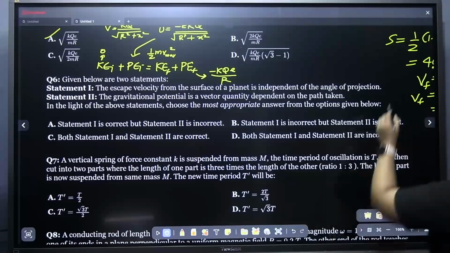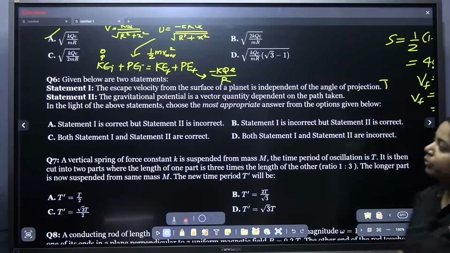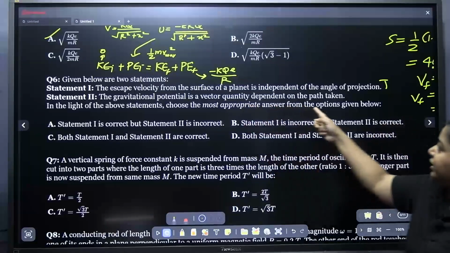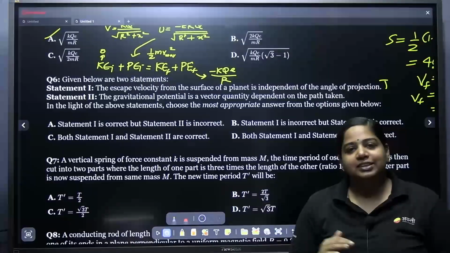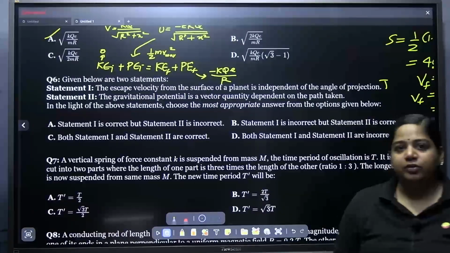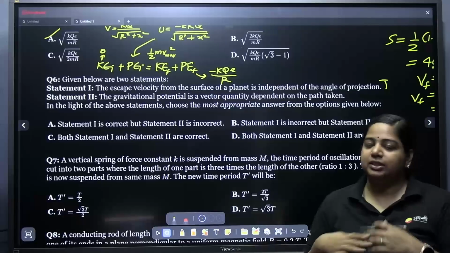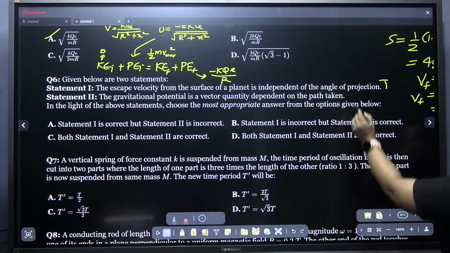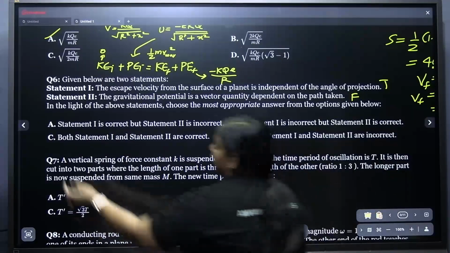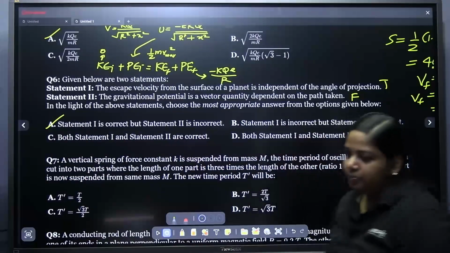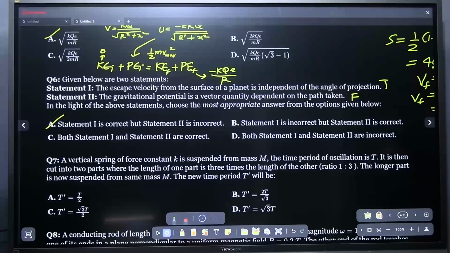Statement 1 is true. Statement 2: gravitational potential is a vector quantity dependent on the path taken. Is it a vector quantity? Potential is a scalar quantity. We already know that. Potential, dimension of energy, scalar quantity. So this is false. Answer is A. Statement 1 is correct, but statement 2 is incorrect. Okay.